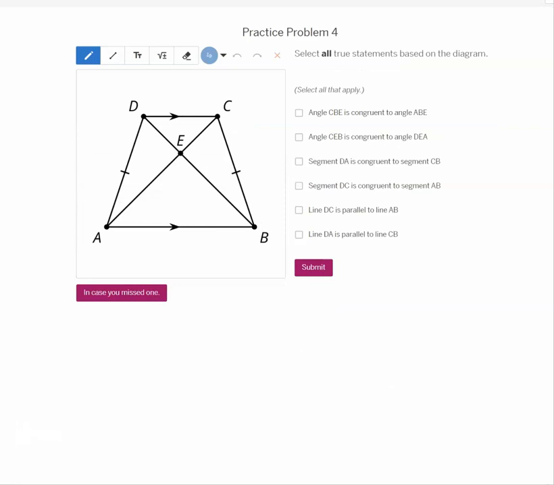The next practice problem here says select all true statements based on the diagram. So if we look at this diagram, we're going to see what we think is true. This first one says angle CBE is congruent to angle ABE. CBE, ABE.